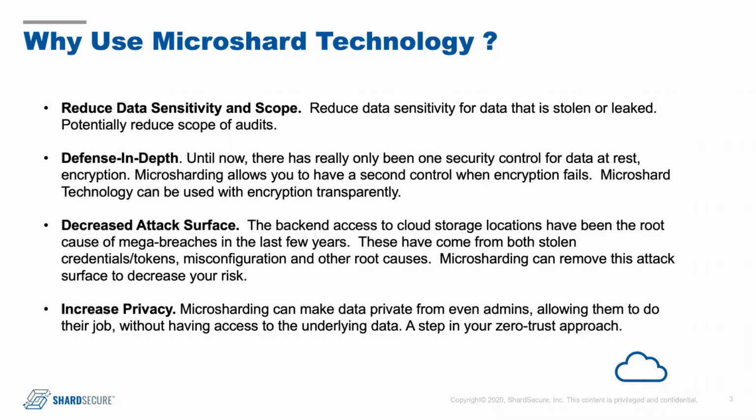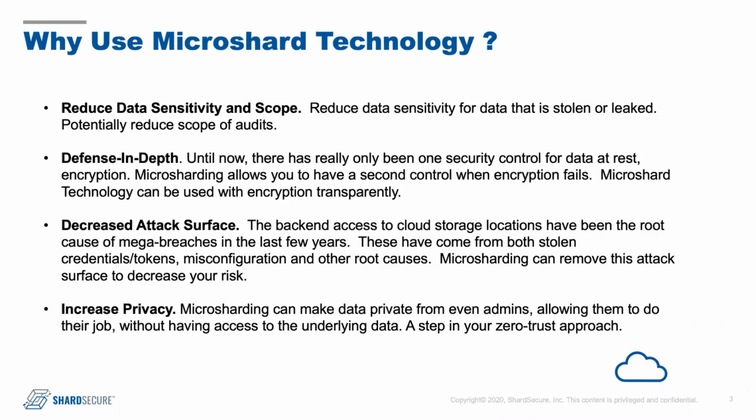The third point is really decreased attack surface. Some of the largest breaches in the last couple of years have been from back-end access to cloud storage. In fact, there was one announced just yesterday, if you guys caught that: a large retailer lost 300,000 records. They had a misconfigured S3 bucket, and people were able to pull down that data. And this is one of the downsides to server-side encryption: if you're authenticated, it's effectively like there's no encryption at all. So by microsharding your data, you reduce this attack surface.